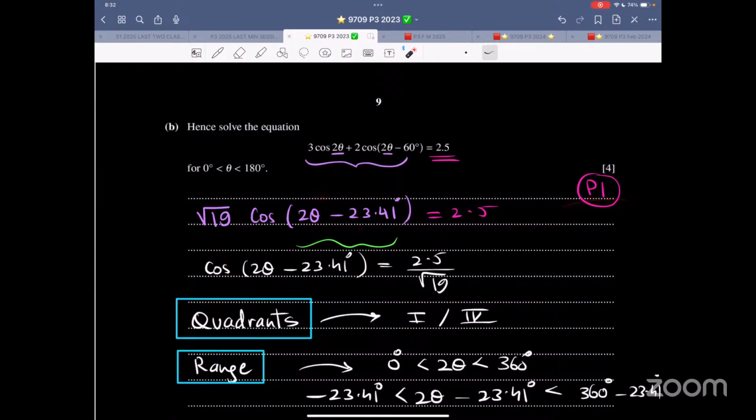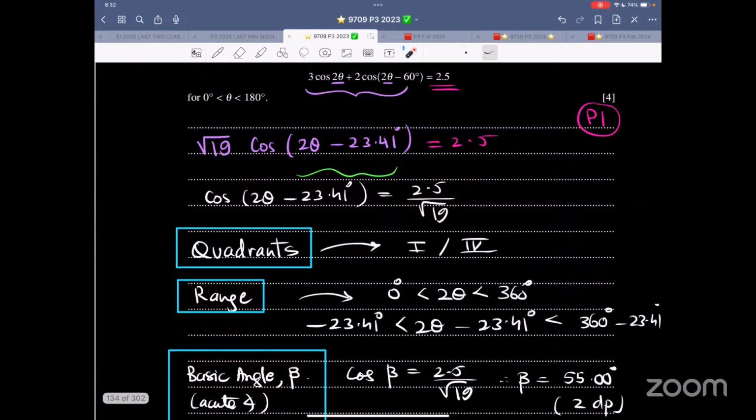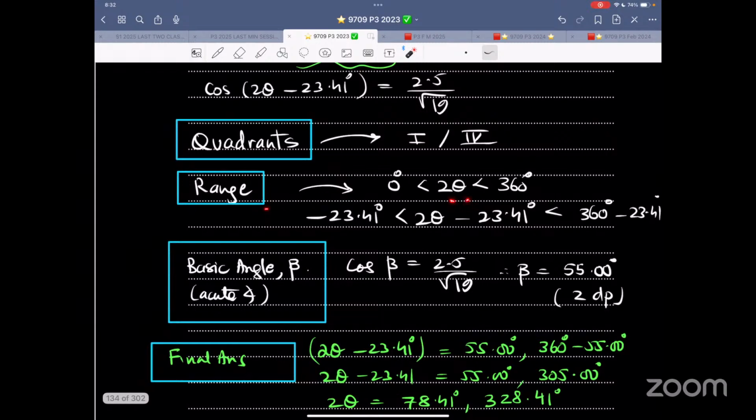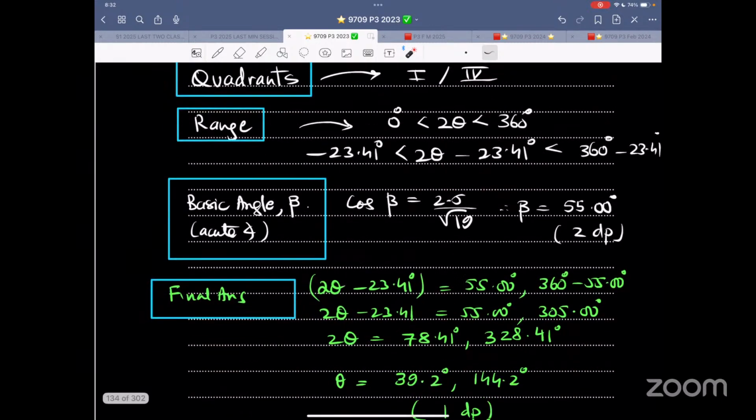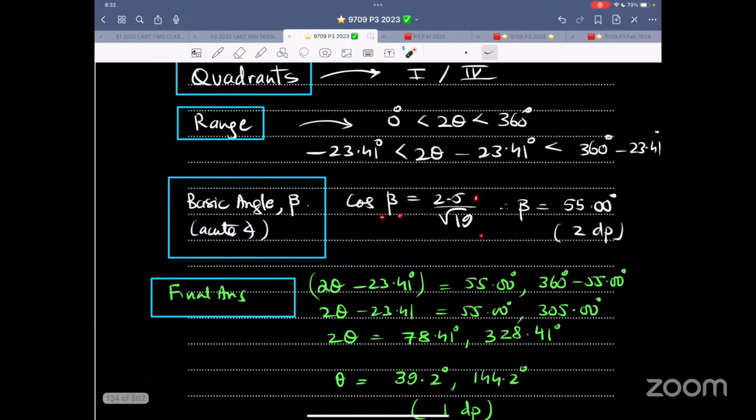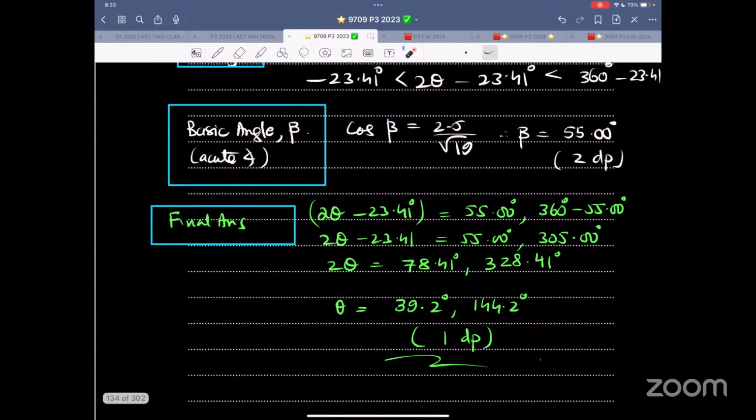It's a P1 question. Make cosine the subject. First deal with the quadrants, first and fourth, because this is positive. Root 19 was positive. Keep that in mind. And then the range, 2 theta lies between 0 and 360. 2 theta minus this thing lies between these two. Basic angle, cos of beta is this much. 2 decimal places. Final answer, 2 theta minus 23.41. That is 55, and 360 minus 45. Make sure it lies within this range. Make theta the subject. That is the final answer, correct to 1 dp.